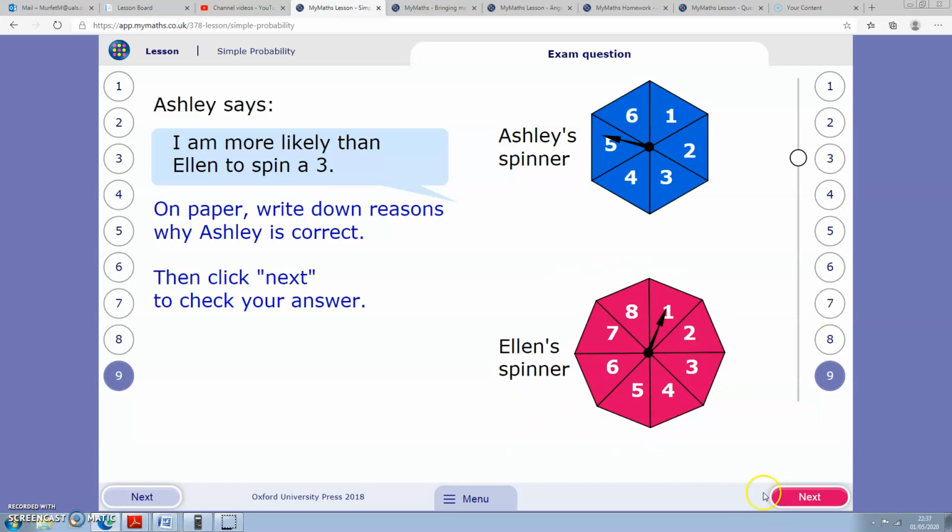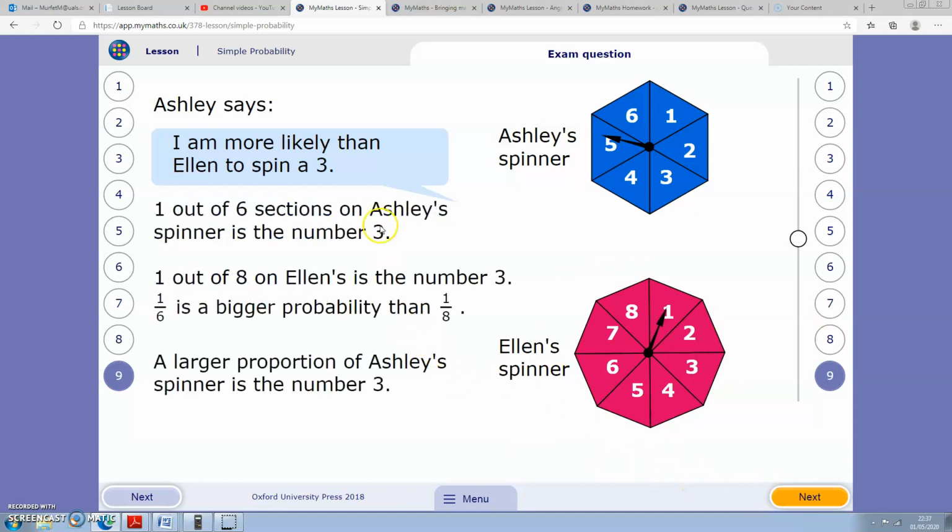Okay. So 1 out of 6, 1 out of 8. 1 out of 6 is a bigger probability than 1 out of 8. A larger proportion of Ashley's spinner is the number 3. So this is the better chance. Because if I spun it 6 times, I would expect to get this number 3 once. If I spun this 6 times, I might get 1, 2, 4, 5, 6, 7 and still not get my 3 because I've not used all the numbers up.